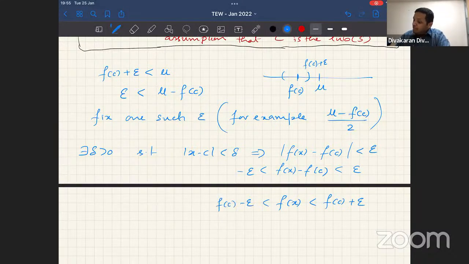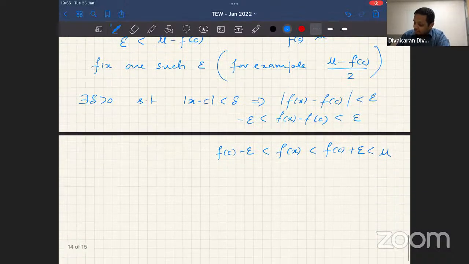But we know that f of c plus epsilon is less than mu. That's how we chose this epsilon. So f of x will still be less than mu if mod of x minus c is less than delta. Okay, there exists some such delta. So let's try to fix such a delta.